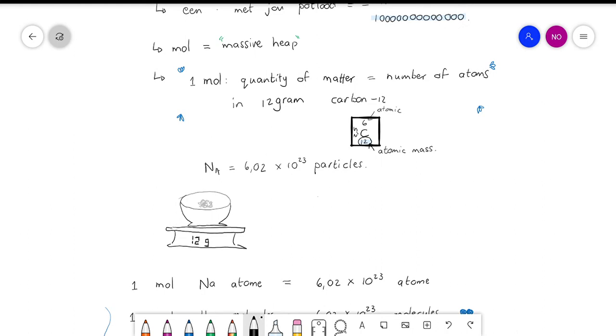Ek wil net hê julle moet begin dink aan wat dit beteken. So hulle sê vir jou, hoe groot is dit? Hulle sê, if there were Avogadro's number of, so daai hoeveelheid, grains of sand that were spread evenly over the state of California, then the sand would be the same height as a 10-story building.